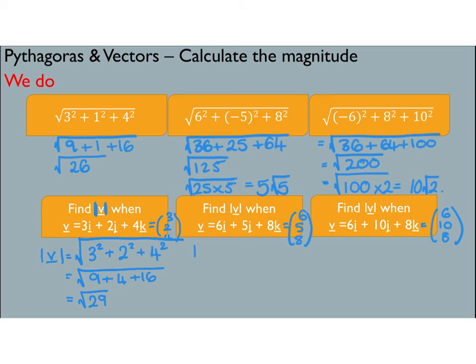Next one, again, when I am doing my magnitude, remember to put the square bits on either side of the letter there. This time we're doing 6 squared, 5 squared and 8 squared, and remember we're adding them together. I think we've had 125 already. The question above had the same numbers.